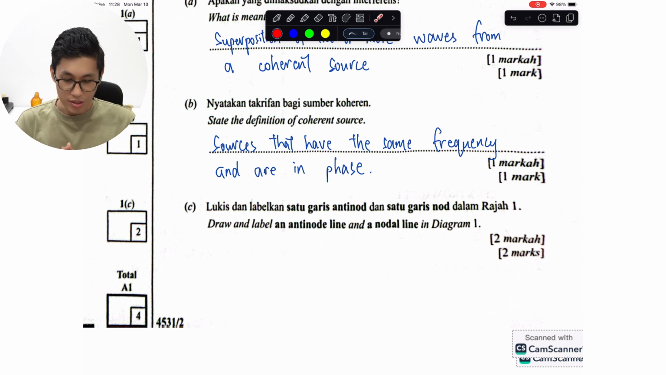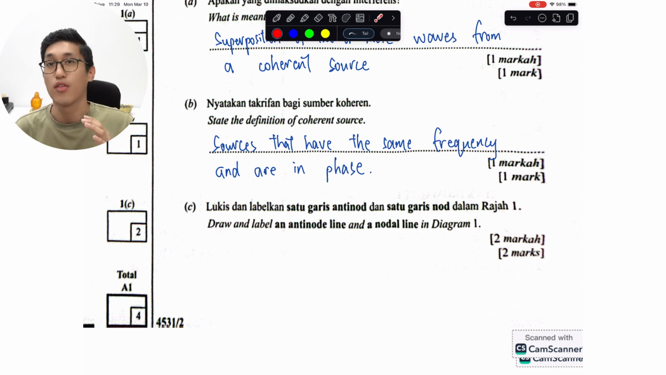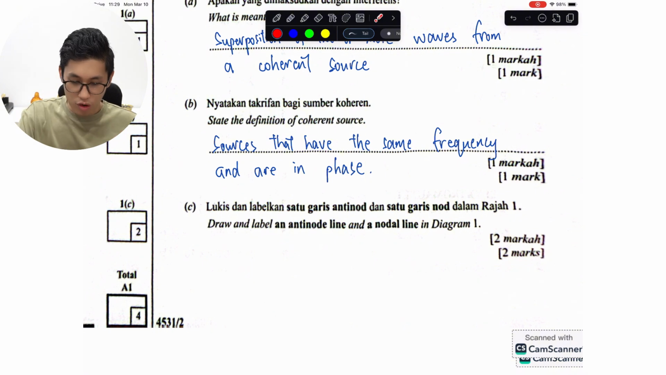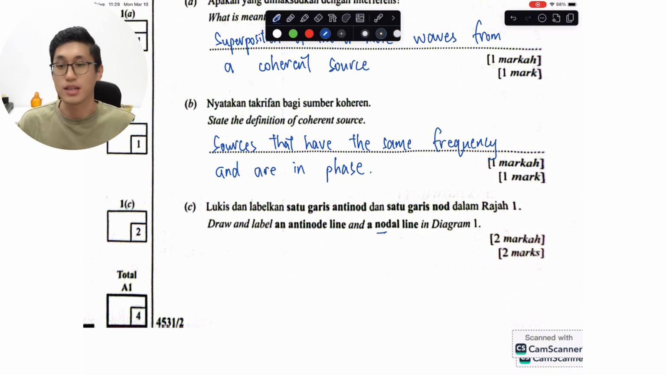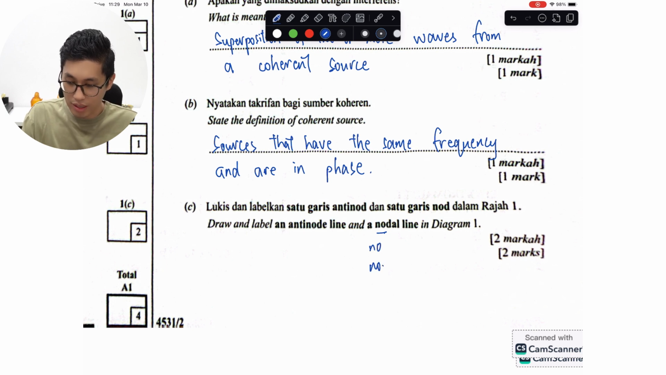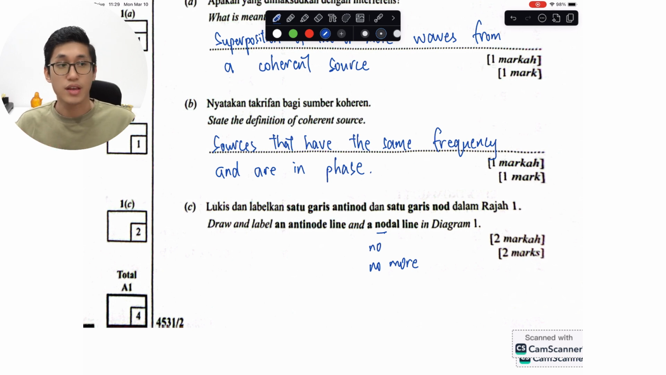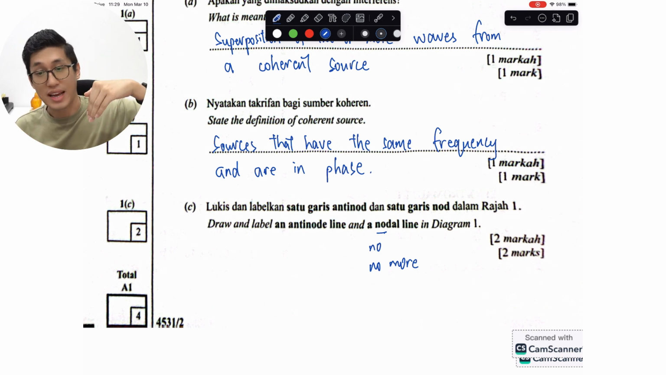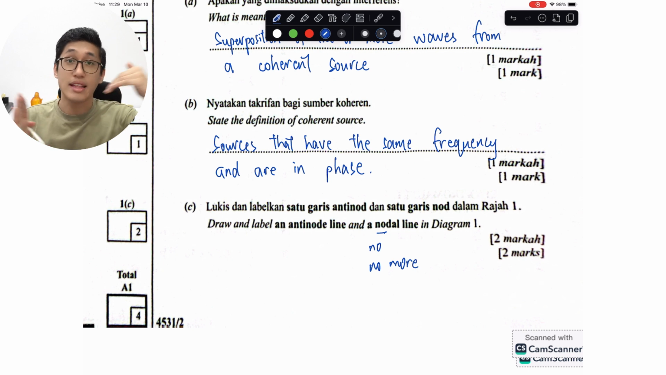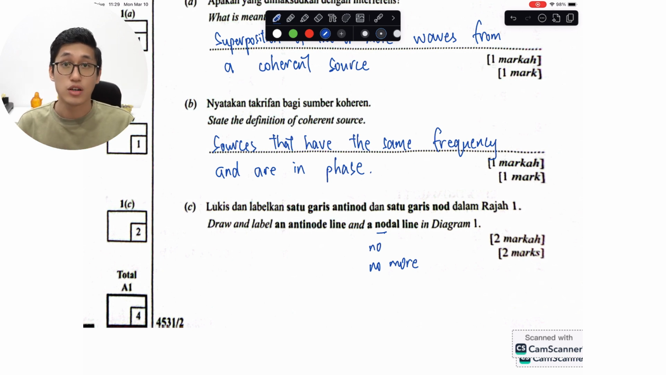Okay, the next question. Draw and label an antinode line and a nodal line. Before we draw, you need to know what an antinode and what a node is first. If you look at node, I like to remember it like this: node means no more, nothing there already. Just like I mentioned, if you have one wave going up and another wave going down, when they interfere, they will cancel each other out. So that becomes a node, nothing left there.